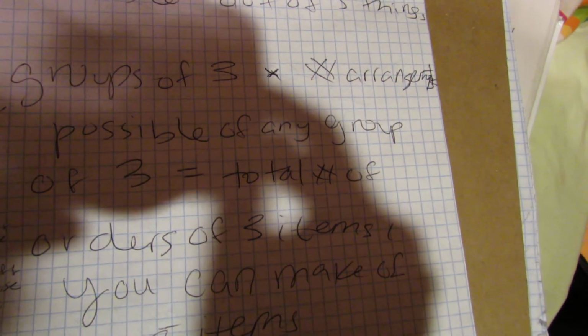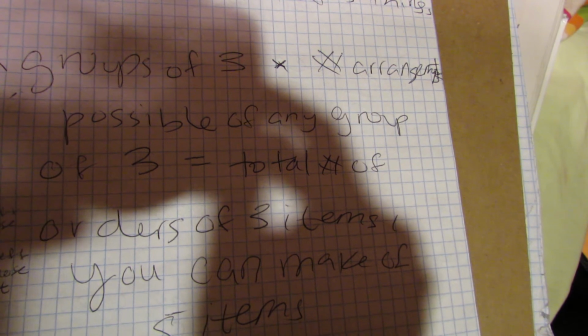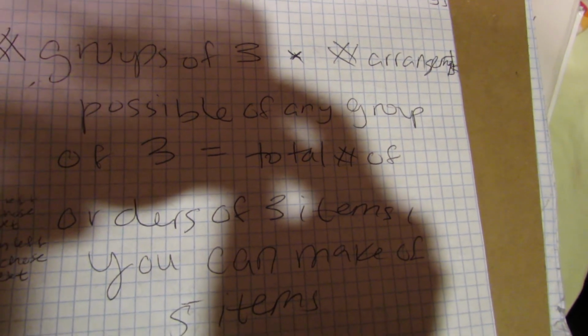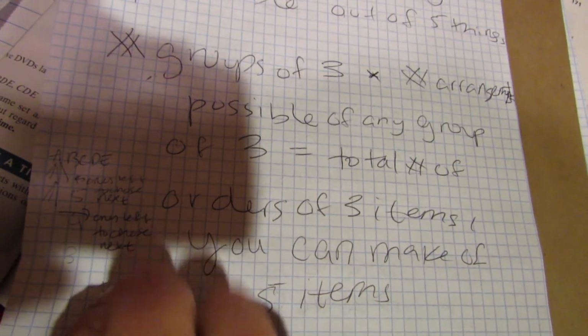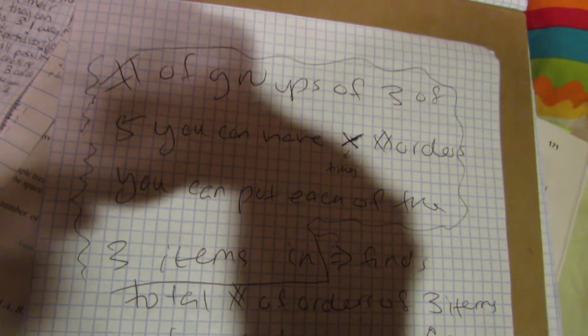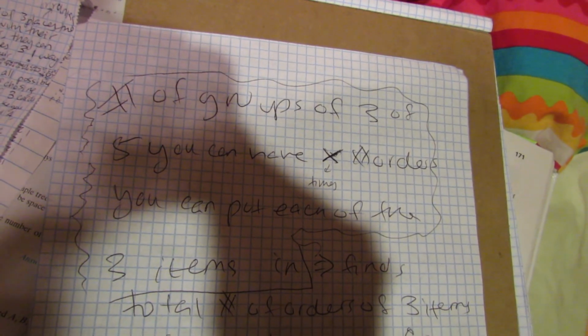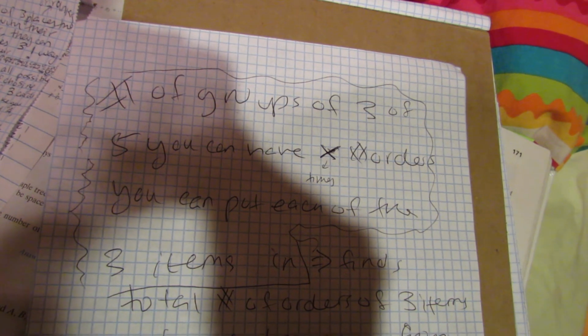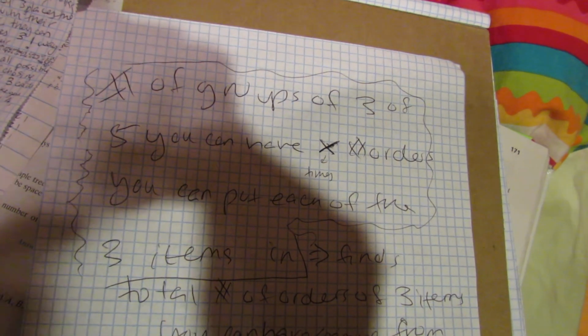Because that's how we talked about it above here. So number of orders you can put each of the 3 items in was 3 factorial.